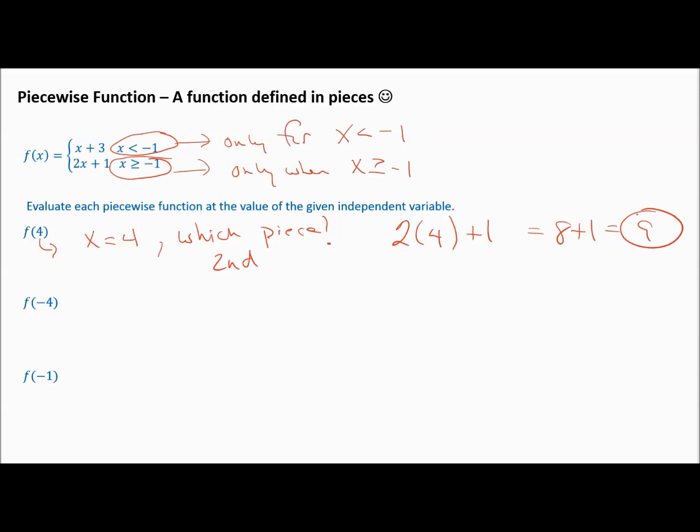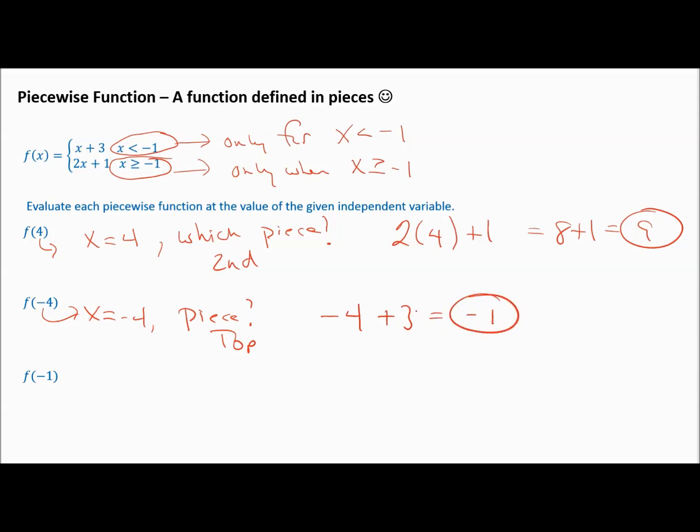So that's exactly how you do it. So again, you analyze which piece. This means x is equal to negative 4. So again, which piece? Is it the top piece or the bottom piece? Well, negative 4 is less than negative 1. That fits in the top piece, or the first piece. So you would just plug the negative 4 into the first piece. So it would be negative 4 plus 3 equals negative 1.